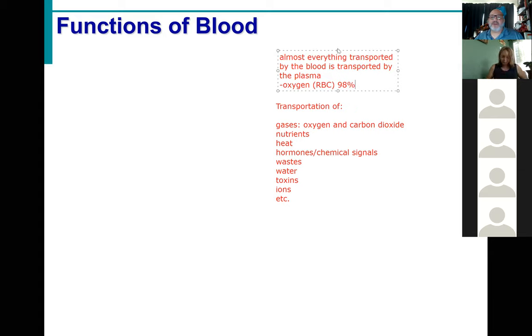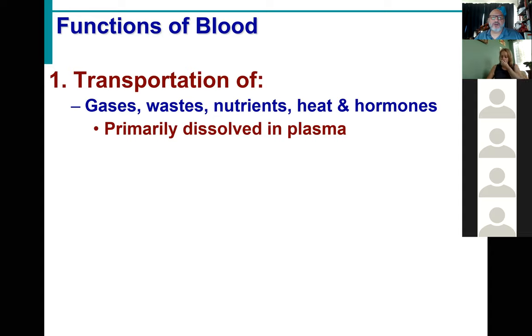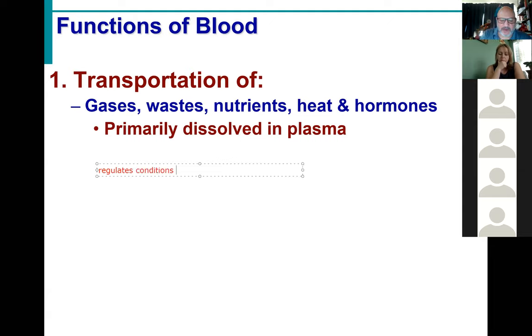Excellent. So obviously, transportation is a huge part of that and all the things that are transported by that. But it does say functions, plural, up there. What else does our blood do for us? Regulates. Okay. Regulates what? pH. Okay. Regulates, because again, remember, since it is basically interchanged with our interstitial fluid, it helps to regulate the conditions of our interstitial fluid. Like pH, like temperature, like ion composition.